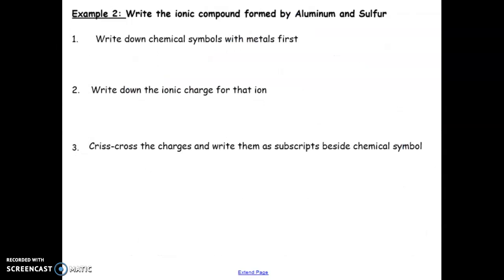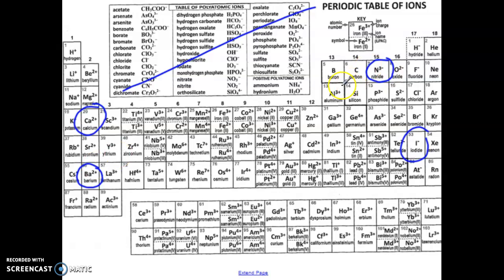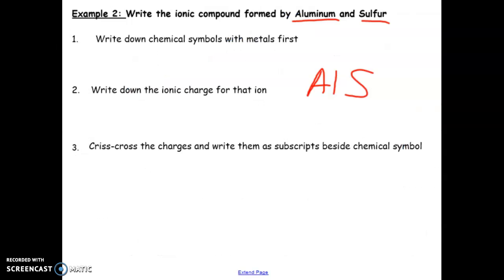So we're going to do another example together, and then I'll have you try some out. We're going to do an ionic compound that's formed with aluminum and sulfur. Again, I'm going to do everything in one spot. So we have aluminum and sulfur. We're writing the chemical symbols first, and then we're going to write down the charges. So let's go back to our periodic table. Aluminum is +3. Sulfur is -2. So aluminum +3, sulfur -2.